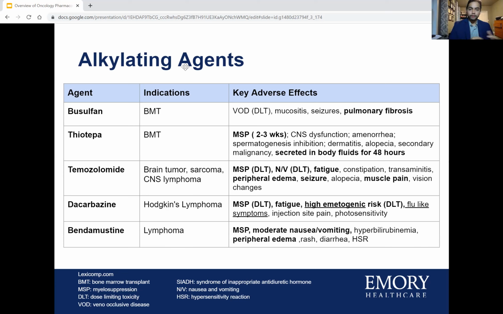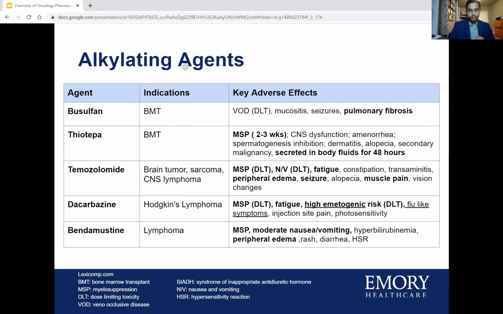So busulfan, used for bone marrow transplant. The key adverse effects are veno-occlusive disease, which is a dose-limiting toxicity, mucositis, seizures. And then I bolded some notable toxicities that may be more relevant for physical therapy. So patients can develop pulmonary fibrosis.